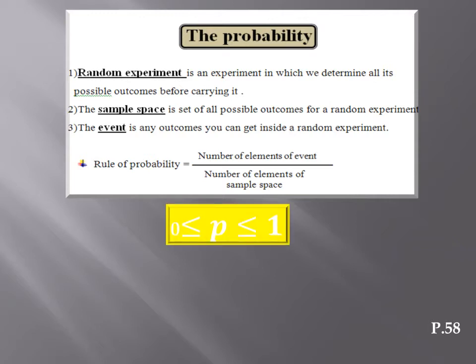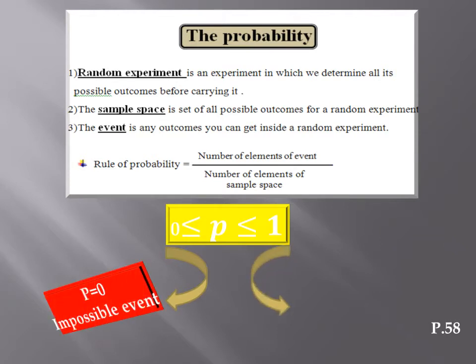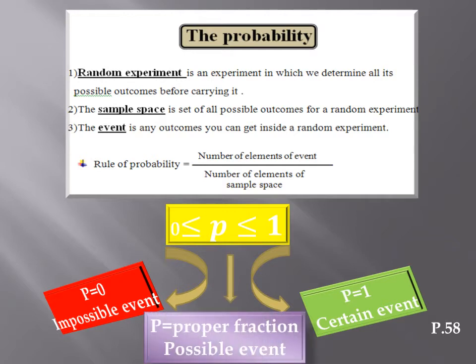The probability is greater than or equal to 0 and less than or equal to 1. If the probability equals 0, that means an impossible event. If the probability equals 1, that means a certain event or sure event. But if the probability is a proper fraction, that means a possible event.